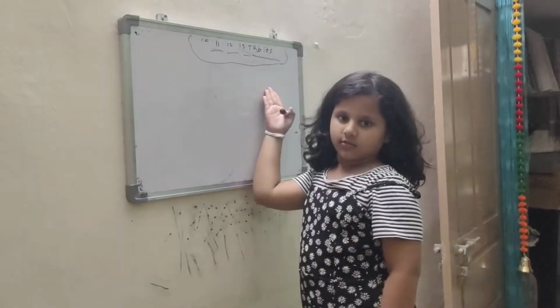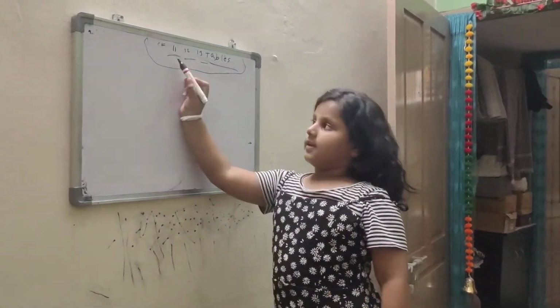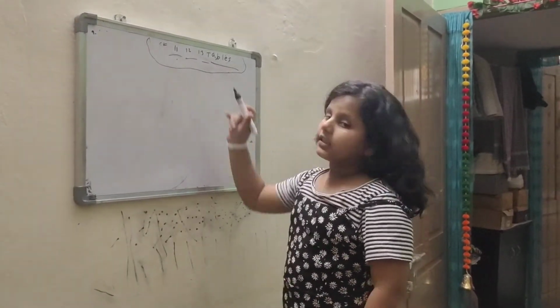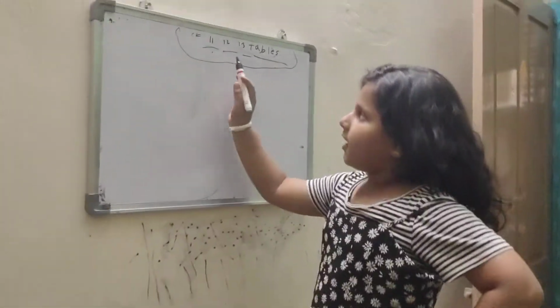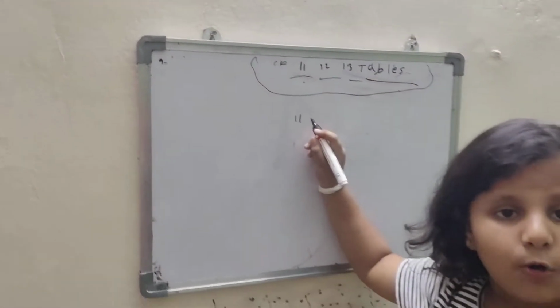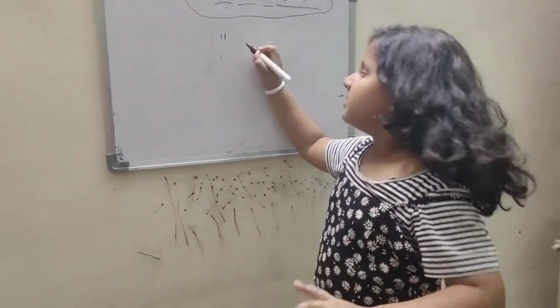Can you see? These 11, 12, 13 tables. First I want to show you 11. The 11 table is super and duper easy.